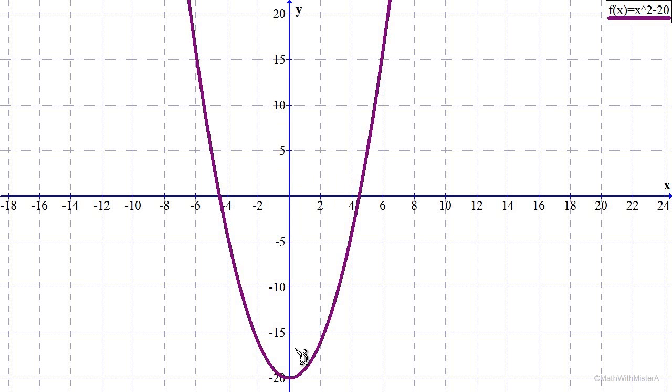So here's our parabola shifted down 20 units. The vertex is right on the y-axis. And we see our x-intercepts are at approximately negative 4.5 and positive 4.5.